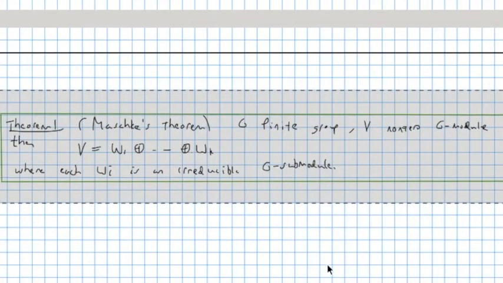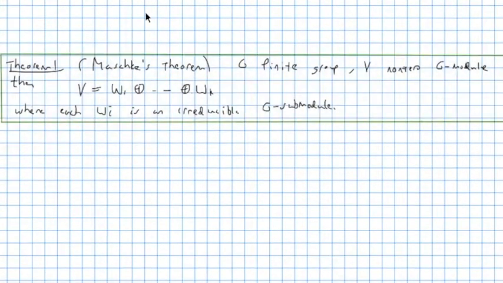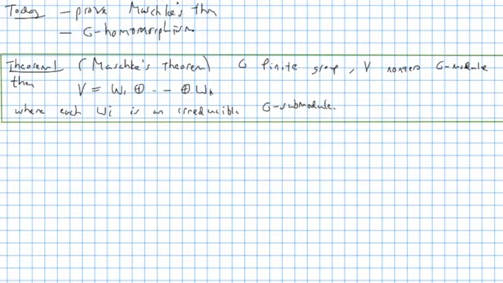And so today we will prove Maschke's theorem, and we will talk about G homomorphisms and a second result called Schur's lemma.